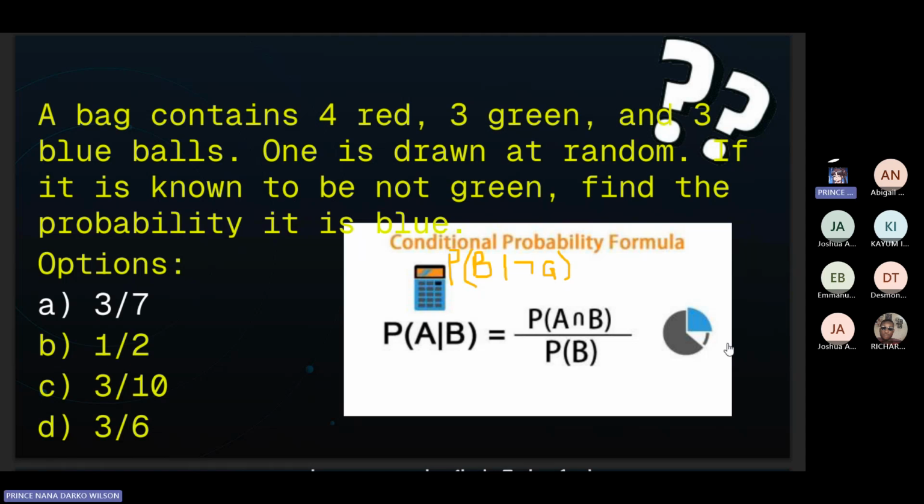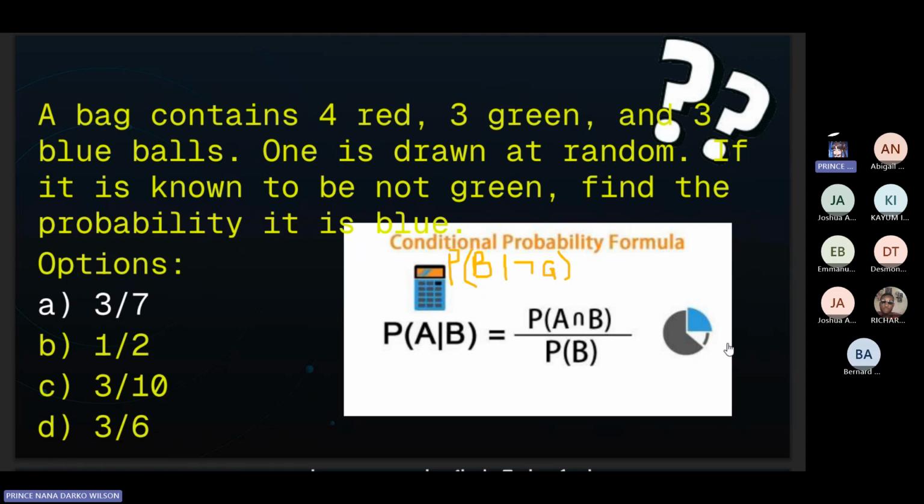So I believe this is Mr. Kayum. Mr. Kayum has finished with the working and he scored 3/10. Remember, the answer that I highlighted might not be correct, so don't be deceived. Okay, Mr. Joshua Anand, please, what was your answer? I also had 3/10. Mr. Desmond. Yeah, I also had 3/10. Hey, why is everybody getting 3/10?